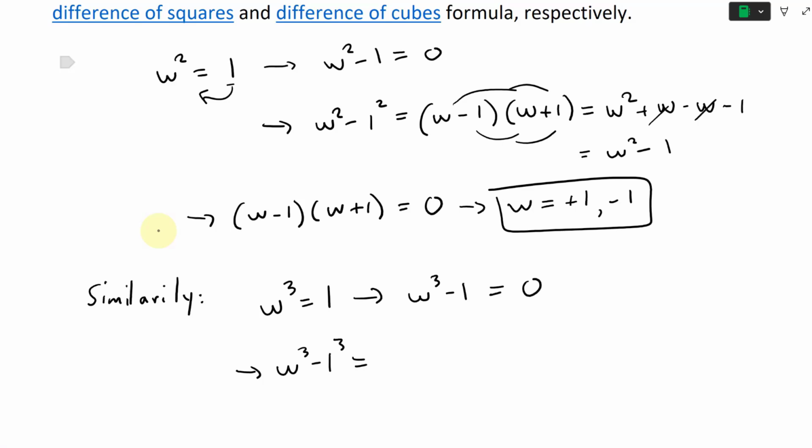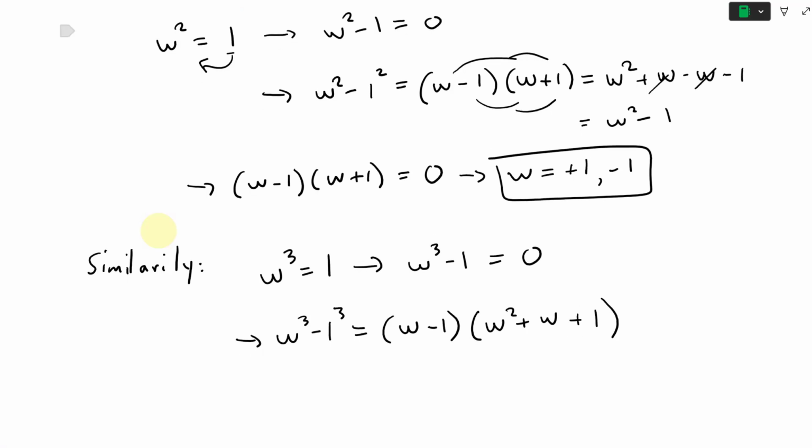And now the formula for this one, using the difference of cubes formula from our earlier video, we're going to get w minus 1 times the factors of this, which is going to be w squared plus w times 1 plus 1, like that. And we can expand this out to confirm.